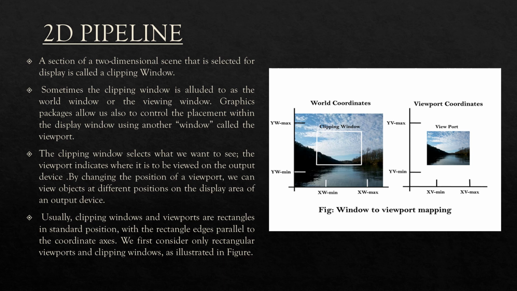A section of a 2D scene that is selected for display is called a clipping window. Sometimes the clipping window is referred to as the world window or the viewing window. Graphics packages also allow us to control the placement within the display window using another window called the viewport. So here is the clipping window, how it looks, and here is the viewport. This is world coordinates and this one is viewport coordinates.